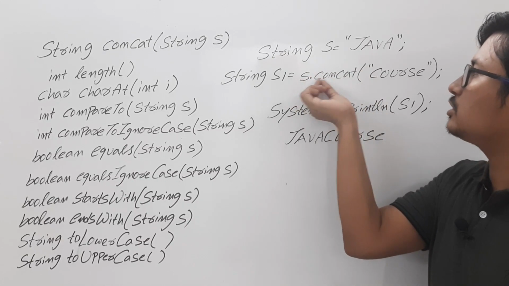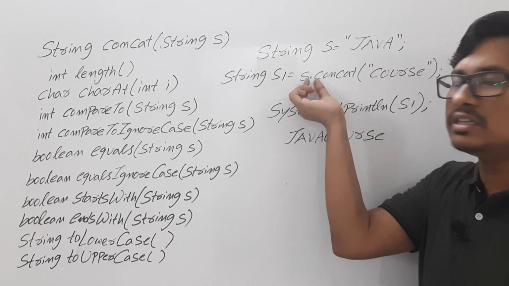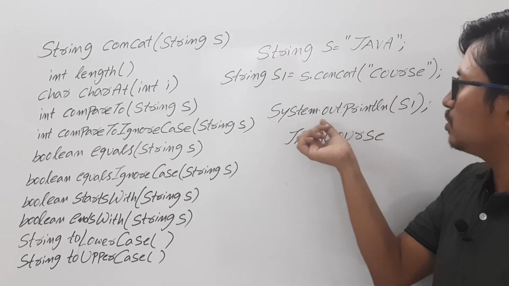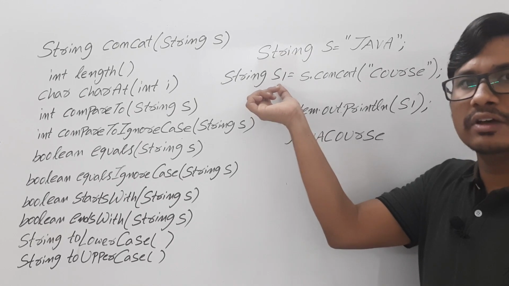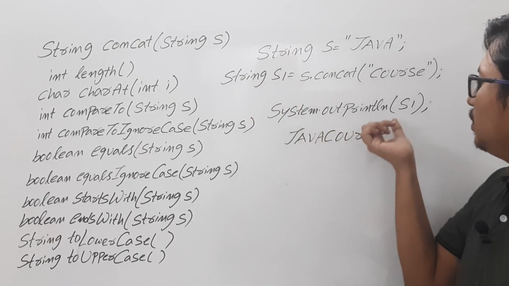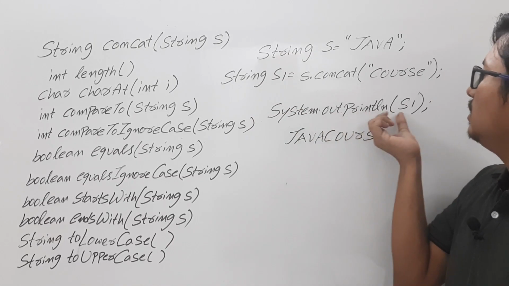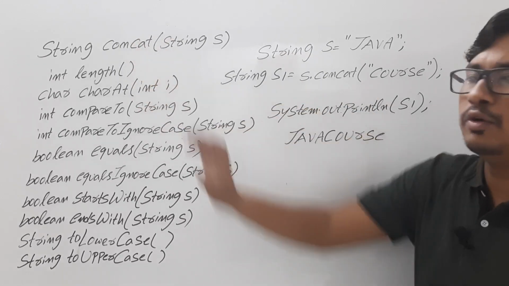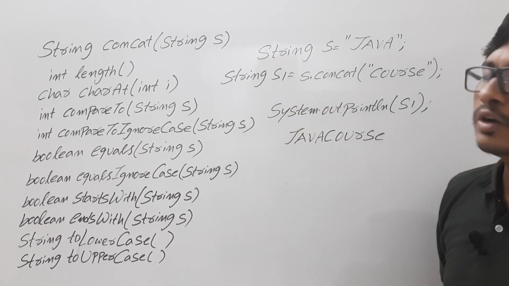So you will write s.concat. What is the string there in the variable s will be concatenated to this course. And the result will be stored in the variable called s1. So whenever you are displaying the s1 you are getting the output as Java course. I hope you have understood about the concat.